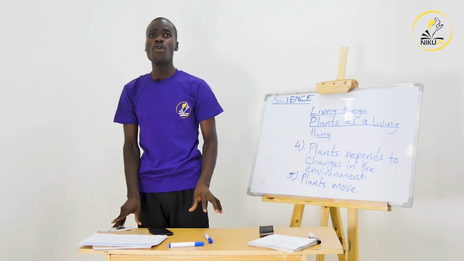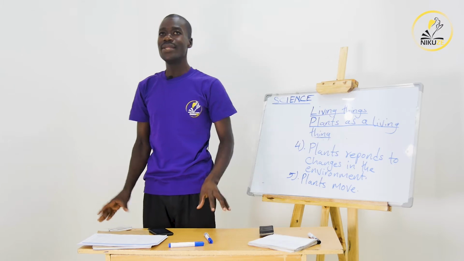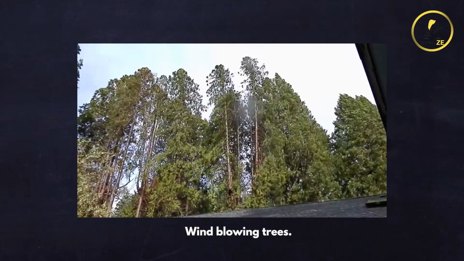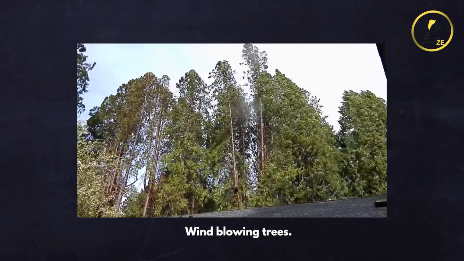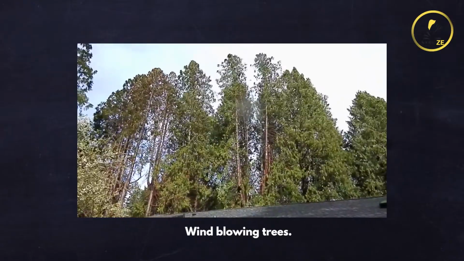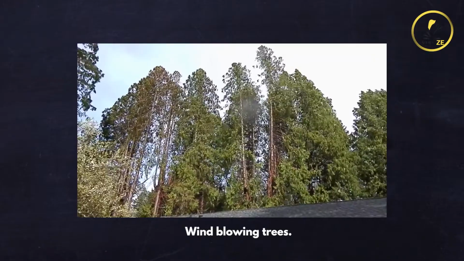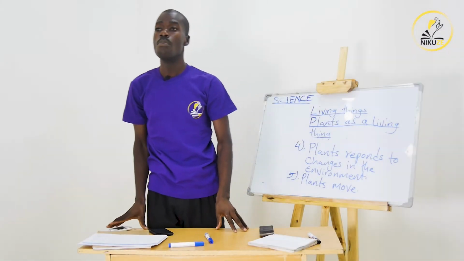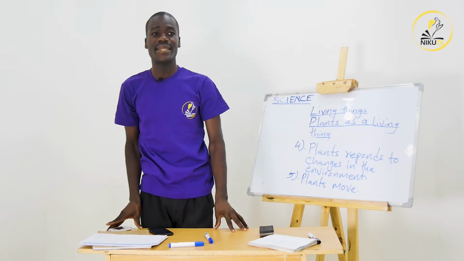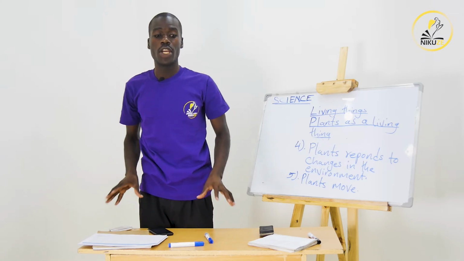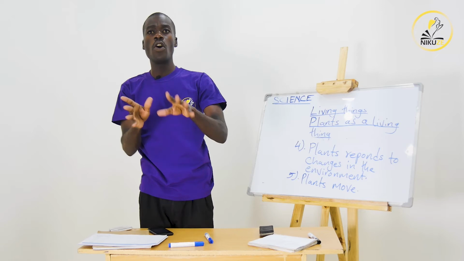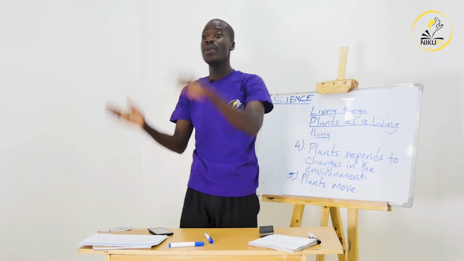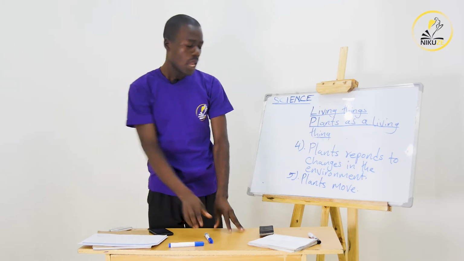When the wind blows, you will see the branches and the leaves swaying from side to side. That is movement. Therefore, we say that plants move. But in real sense, they do not change position. The only thing that changes position is the branches and the leaves as the wind blows.